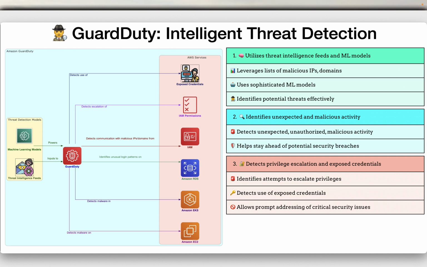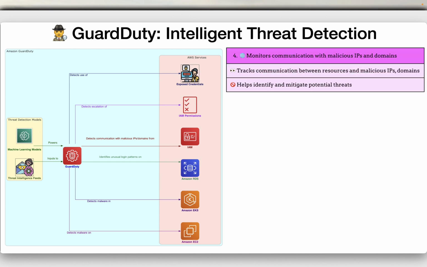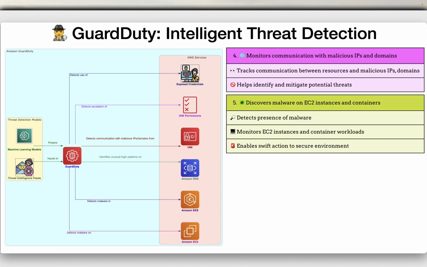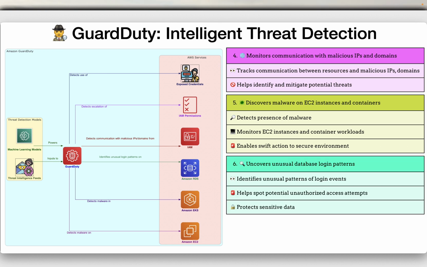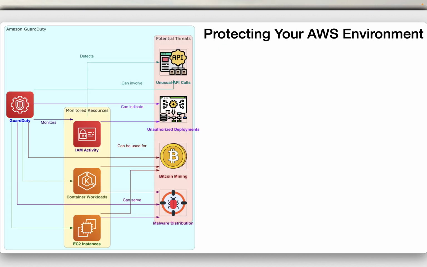critical security issues promptly. By keeping track of communication between your resources and known malicious IP addresses or domains, GuardDuty helps you identify and mitigate potential threats. The service can detect the presence of malware on your Amazon EC2 instances and container workloads, enabling you to take swift action to secure your environment. GuardDuty can identify unusual patterns of login events on your databases, helping you spot potential unauthorized access attempts and protect your sensitive data.